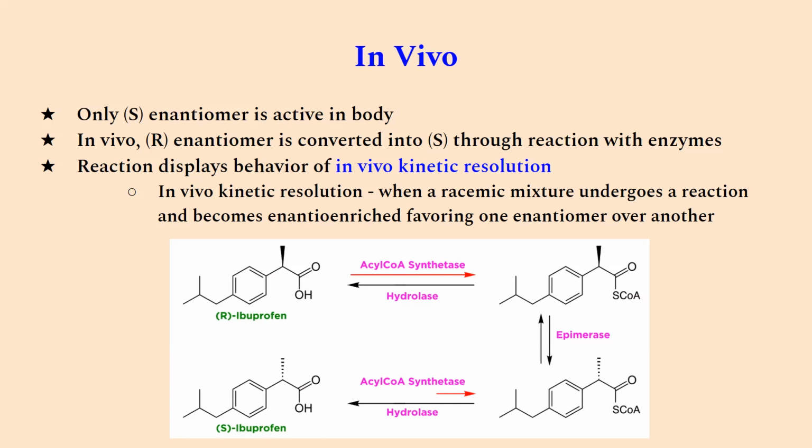In vivo kinetic resolution happens, which is when a racemic mixture undergoes a reaction and becomes enantiomer-enriched, favoring one enantiomer over the other. In this case, the R enantiomer is converted into the S enantiomer through a reaction with enzymes. Therefore, even though ibuprofen is sold in a racemic mixture, it is still completely used when you take it.